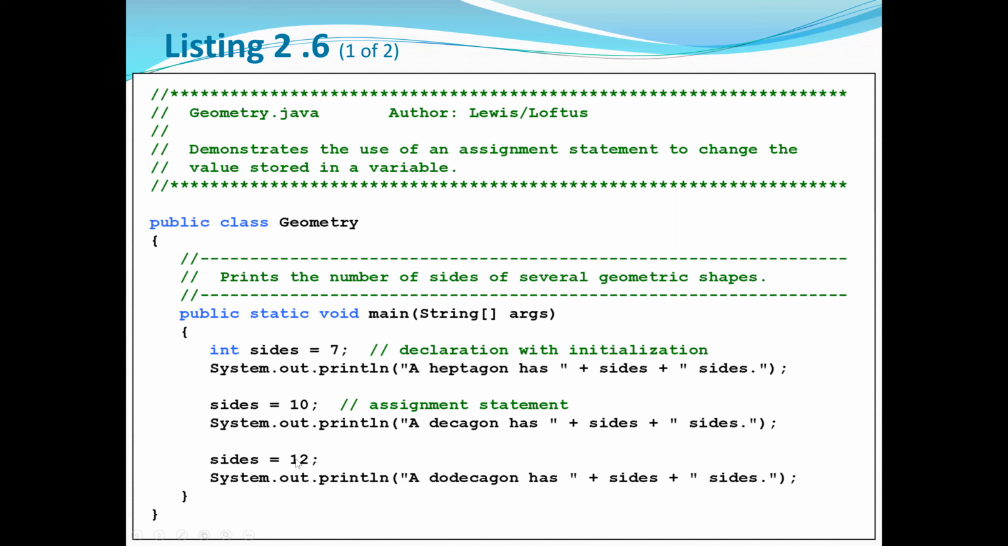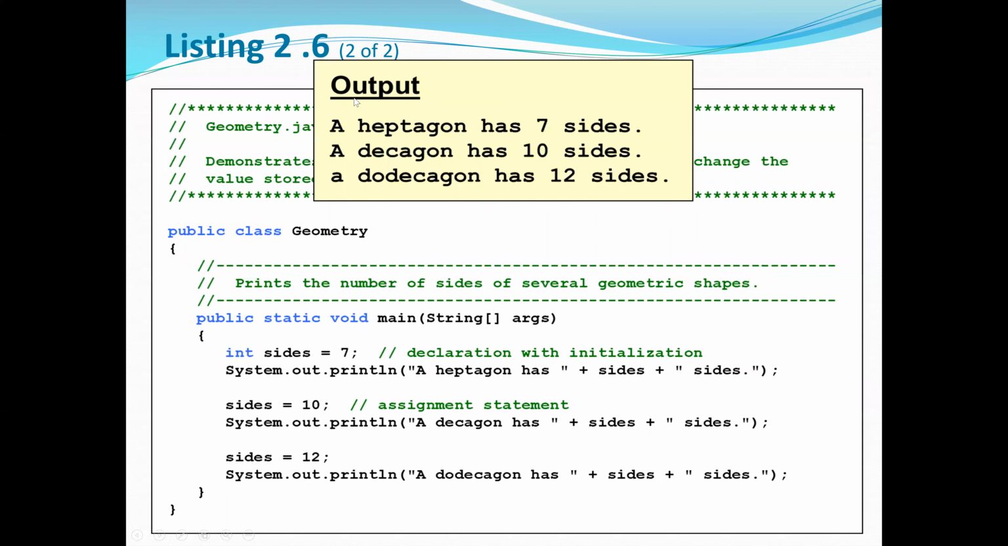We change the value to 12. So we assign a new value 12. So now the side is no more 10, it's 12 now. And we print the string, a decagon has 12 sides. So let's see the output. So first one, we have 7 for the side. Second, we assign 10. And the last one, we assign 12.